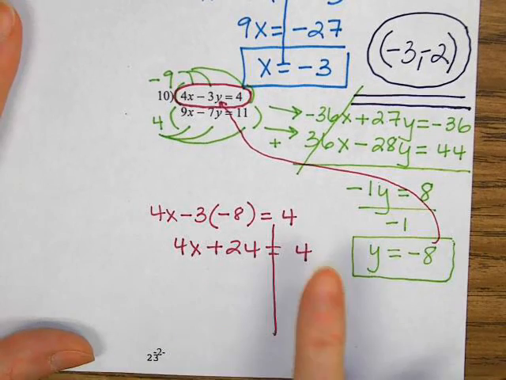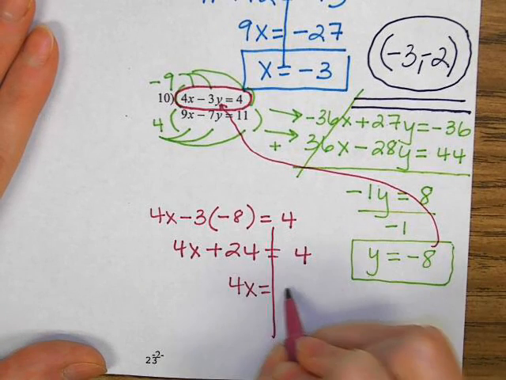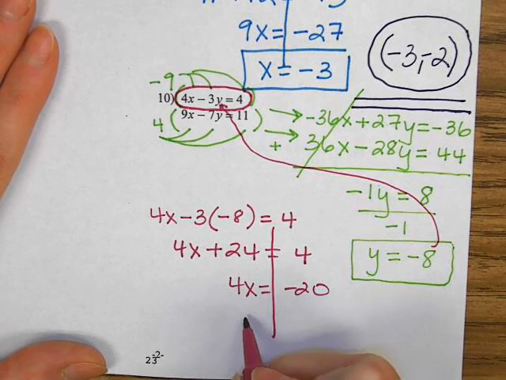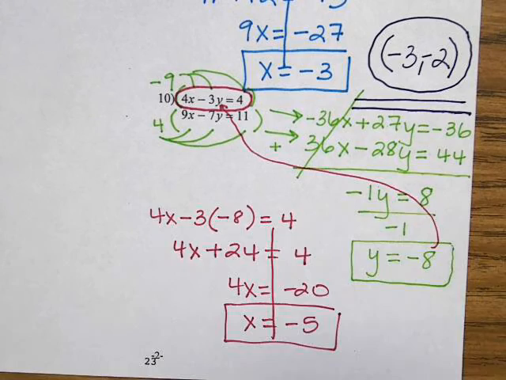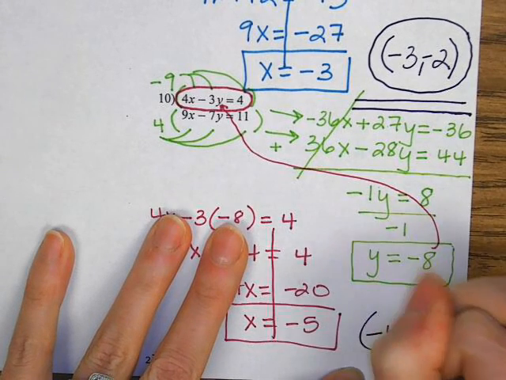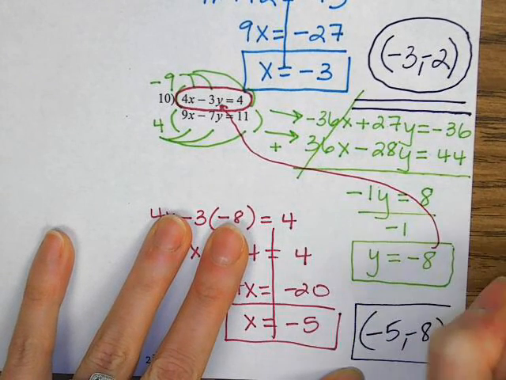So minus 24, you get 4x equals negative 20. Divide by 4, x equals negative 5. And then if you write your answer as an ordered pair, final answer is negative 5 comma negative 8.